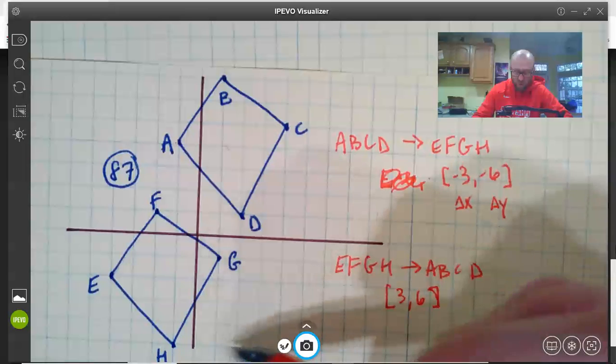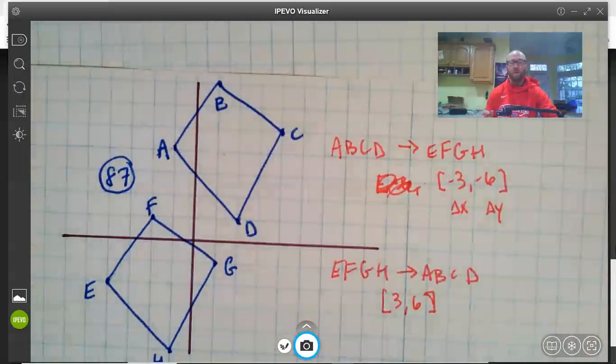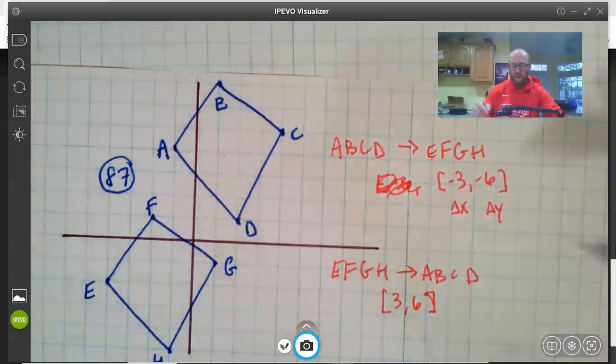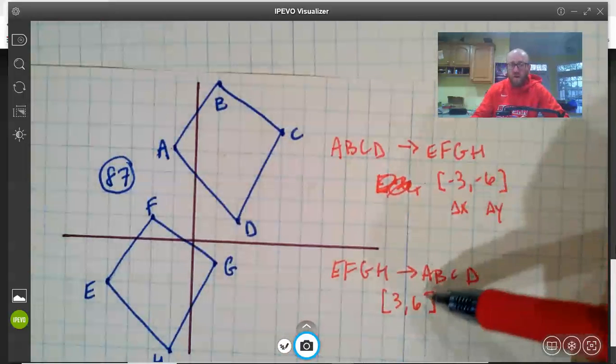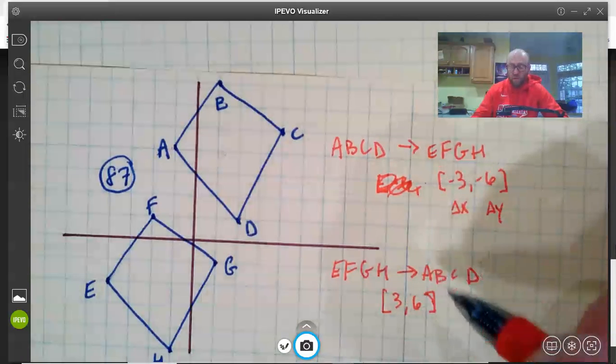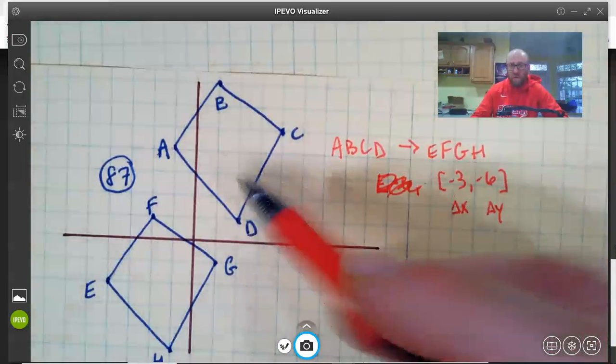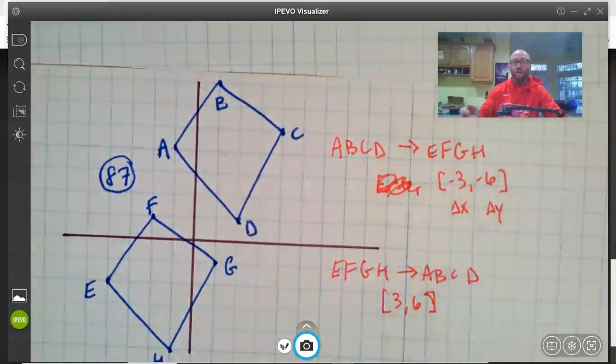H would go 1, 2, 3, 1, 2, 3, 4, 5, 6. 3 to the left, 6 up. All the points, 3 to the left, 6 up. Notice that these two vectors are opposites, which makes sense. I'd go forward 3 and up 6 to go in this direction. So the opposite of that would be to go back 3 and down 6.